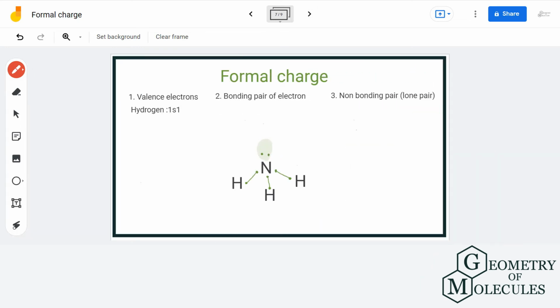Let us now calculate the formal charge on hydrogen. There is 1 valence electron, 2 bonding electrons and 0 non-bonding. So the formal charge on the hydrogen is 1 minus 0 minus 2 divided by 2, which equals 0. Thus the formal charge on all the atoms is 0.